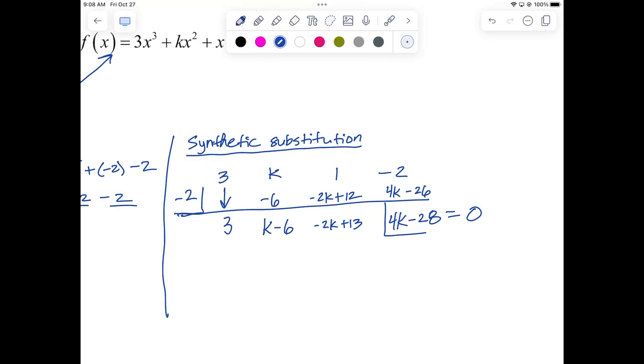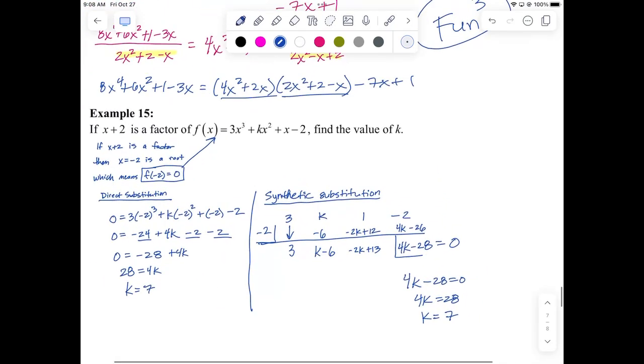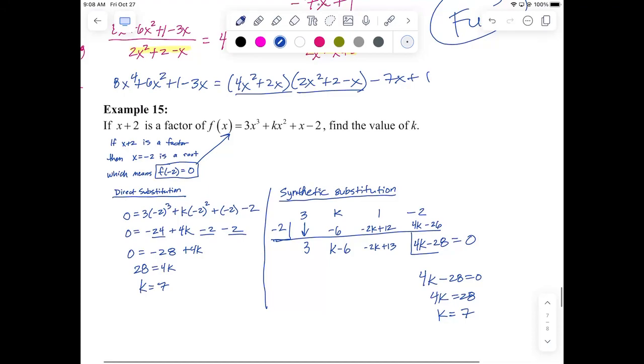Because that's the remainder for any value of k, and I want it to be a factor, I need to force the remainder to be 0. Well, guess what linear equation I have now set up? 4k minus 28 has to equal 0, 4k has to equal 28, and k must equal 7. So which method do you prefer? Boy, I can make an argument for either one of them. They are both equally delicious to my mathematical palate.